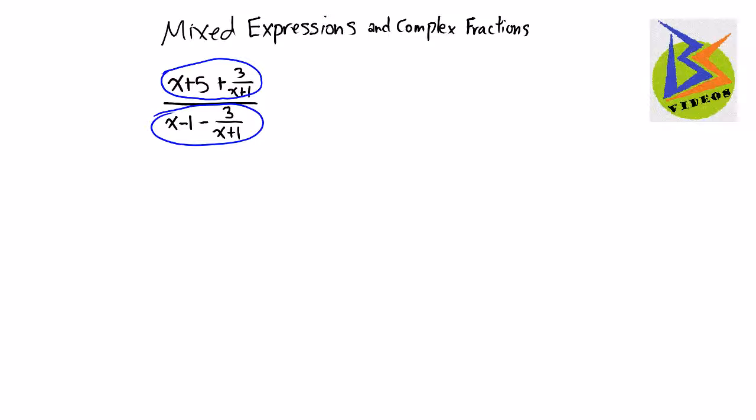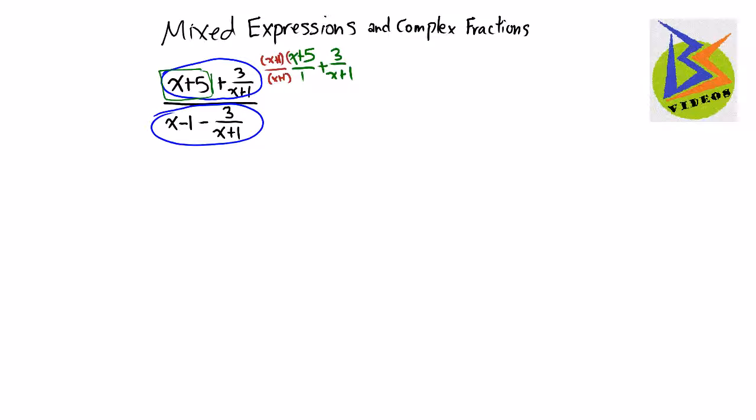We have this mixed expression here. So we have x plus 5, which is almost like a whole number, and then a fraction. So we need to get a common denominator with x plus 5 and 3 over x plus 1. So if we have x plus 5 over 1 plus 3 over x plus 1, we're looking for a common denominator between 1 and x plus 1, which is x plus 1. So we say this fraction here is missing x plus 1, so we need to multiply it by an equivalent of 1. So x plus 1 divided by x plus 1.